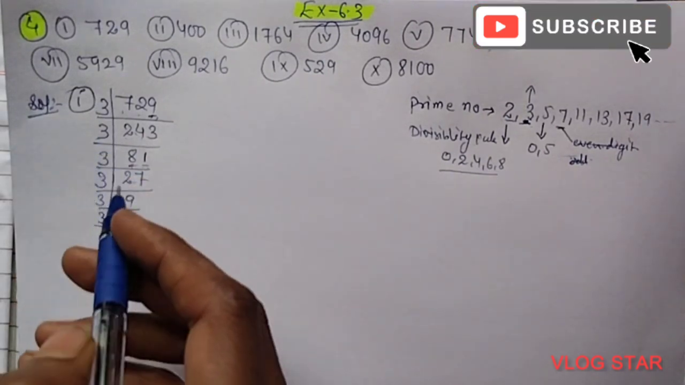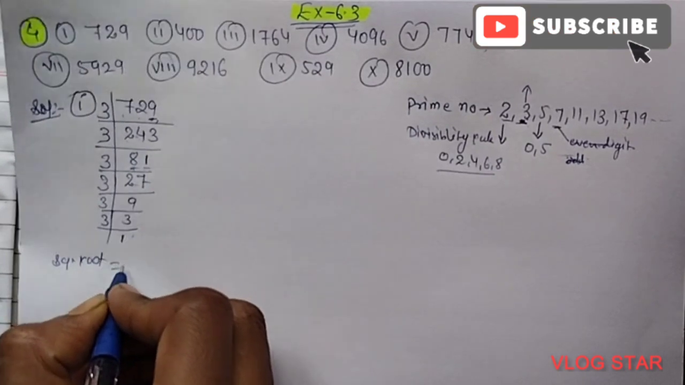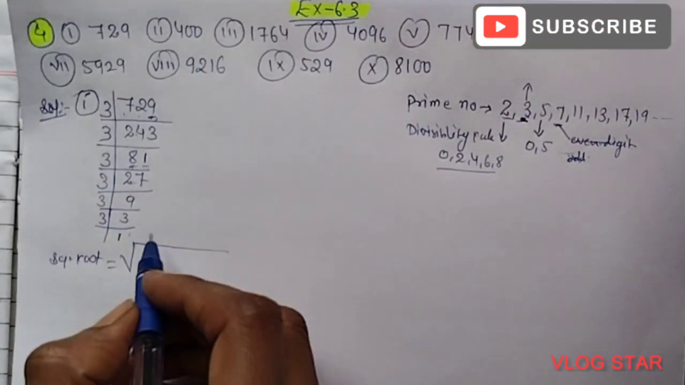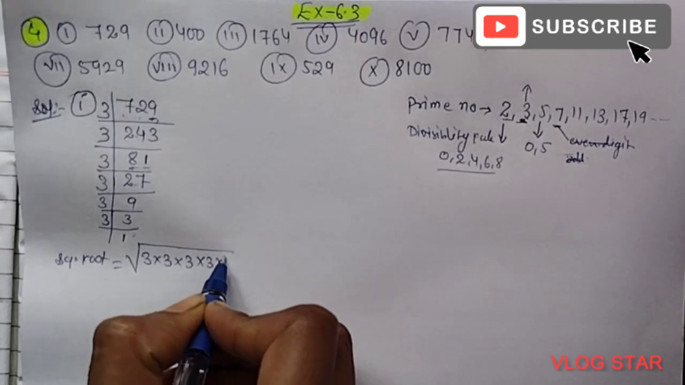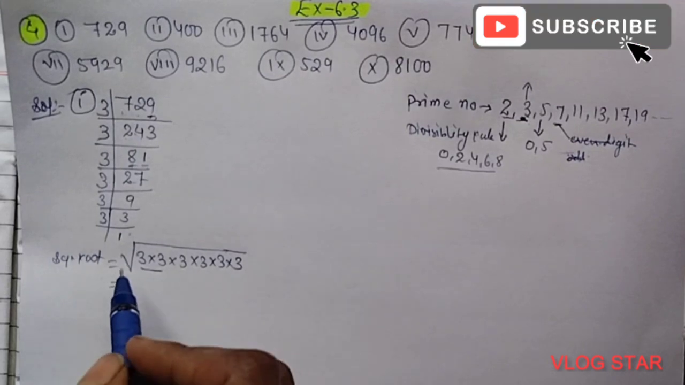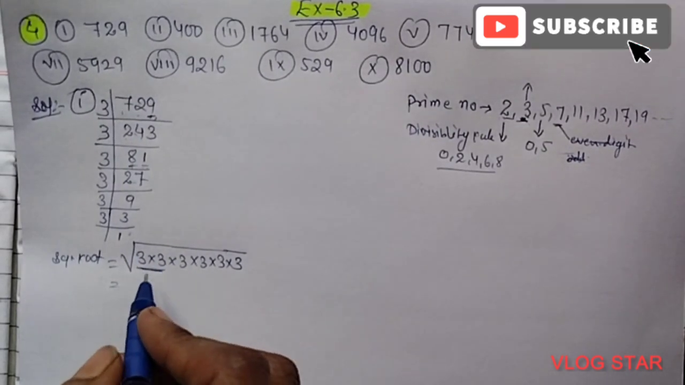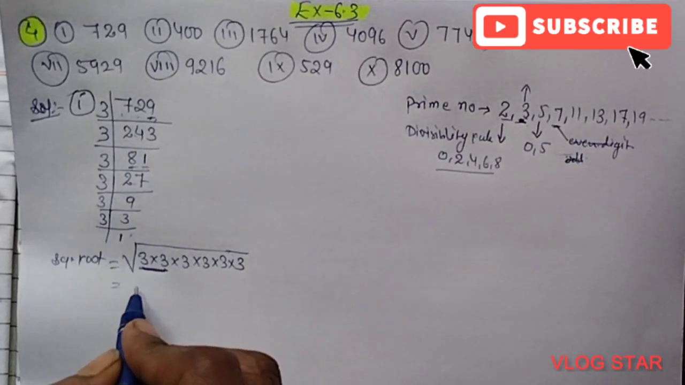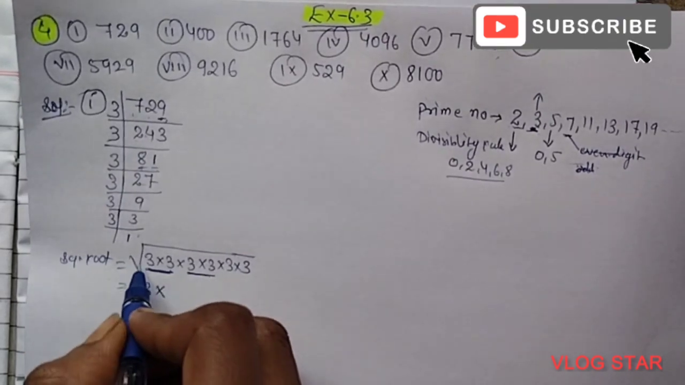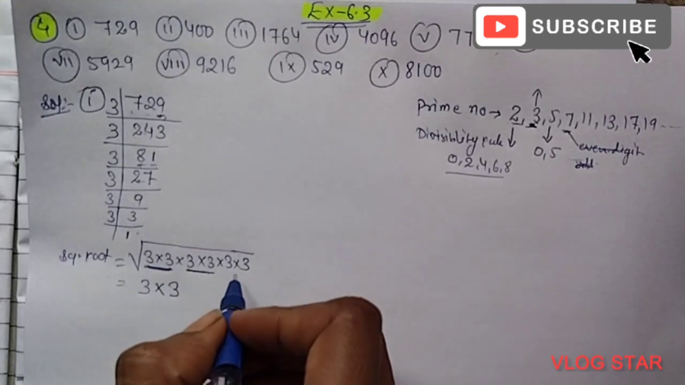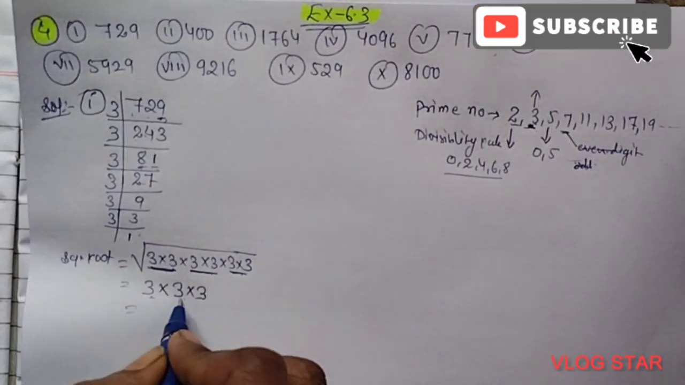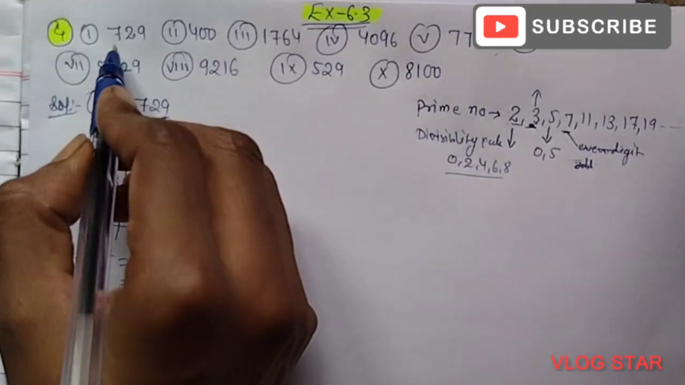Now what will be the square root? The square root is written like this. Write all these 3s. How many 3s are there? 1, 2, 3, 4, 5, 6. When the 3s come outside of the root, meaning when the root is removed, each pair of 3 gives one 3. Again there is a pair of 3, so one 3 comes outside, and again a pair of 3, so one 3 comes outside. Now multiply: 3 times 3 is 9, 9 times 3 is 27. So the square root of 729 is 27.